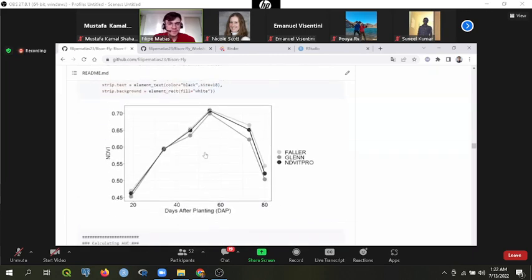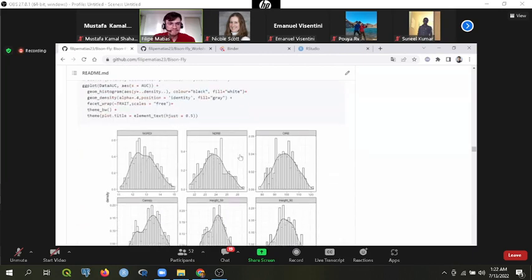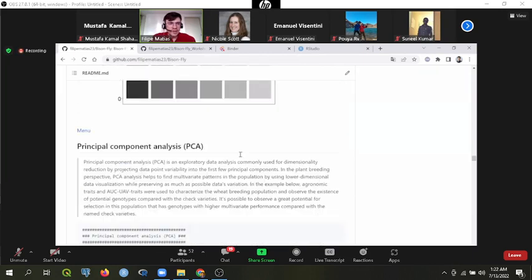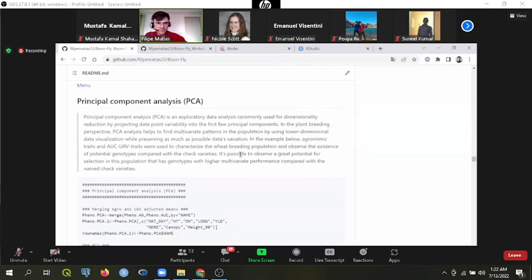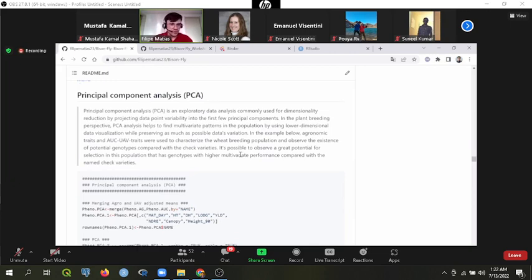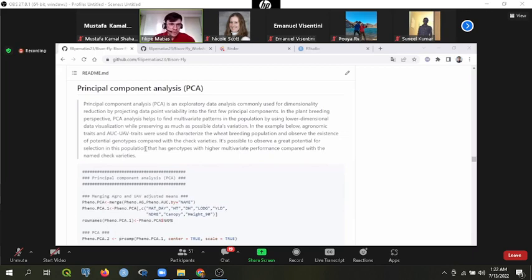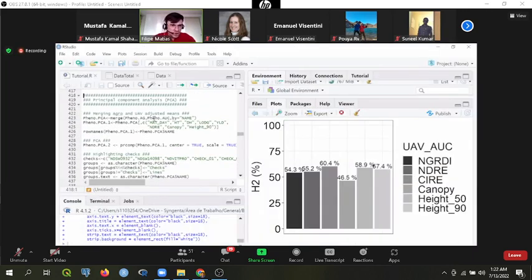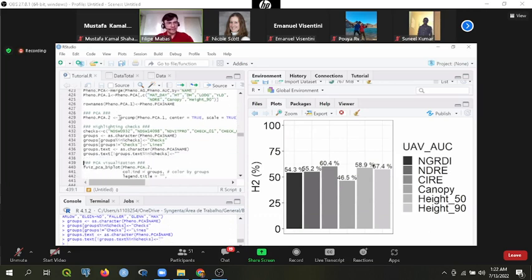Okay, talking about this. Right, principal component analysis. Principal component analysis always gives us a good idea about how we can see our population in a multivariate spectrum. In our case, the way that we were thinking was choosing some UAV traits and also some agronomical traits and checking how those are related in the multivariate spectrum.